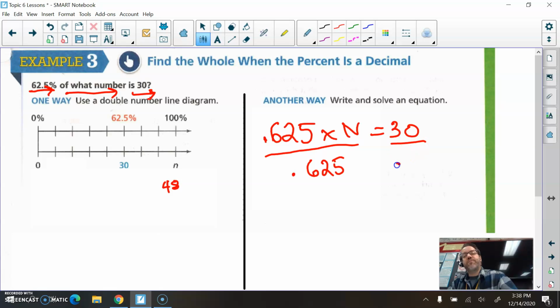That's your inverse operation. Again, anytime you divide by a decimal value that's between 0 and 1, you're going to get something larger than what you're starting with. Those cancel each other out. They undo each other. And n equals, I'll grab my trusty dusty calculator here. And I have 30. I'm dividing by 0.625. And it equals, oh boy, it equals 48.